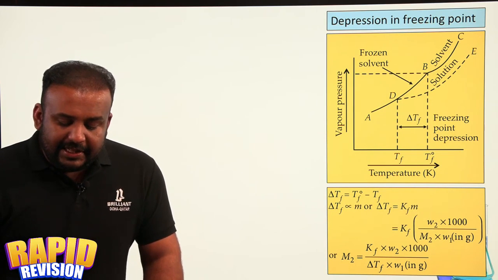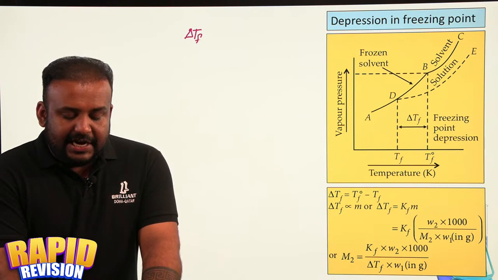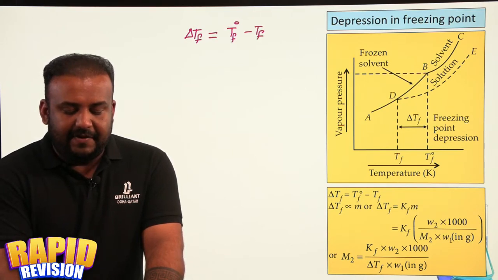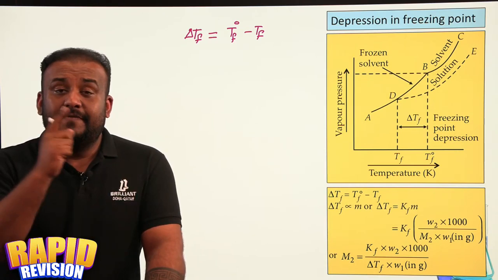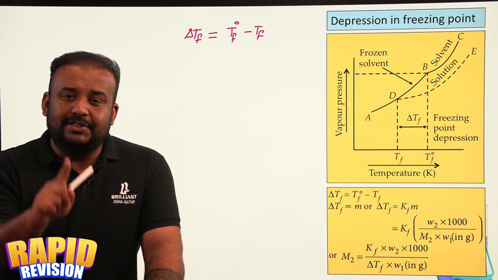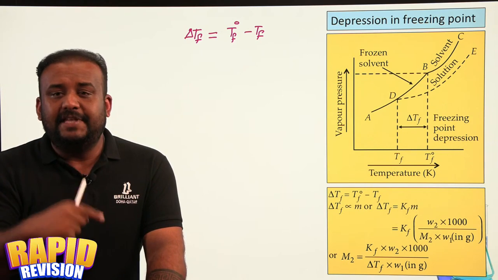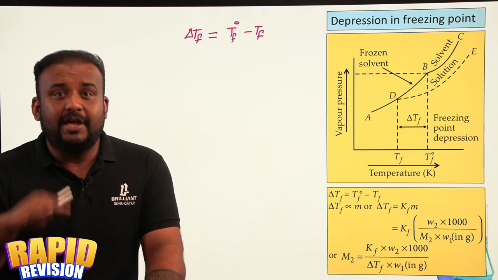So here in this depression in freezing point, we express the depression as delta TF. That will be equal to what? T0F minus TF. Come on, just recollect, what is T0F? T0F is the freezing point of pure solvent, which will be high. And TF is freezing point of the solvent in the solution, which will be lesser.